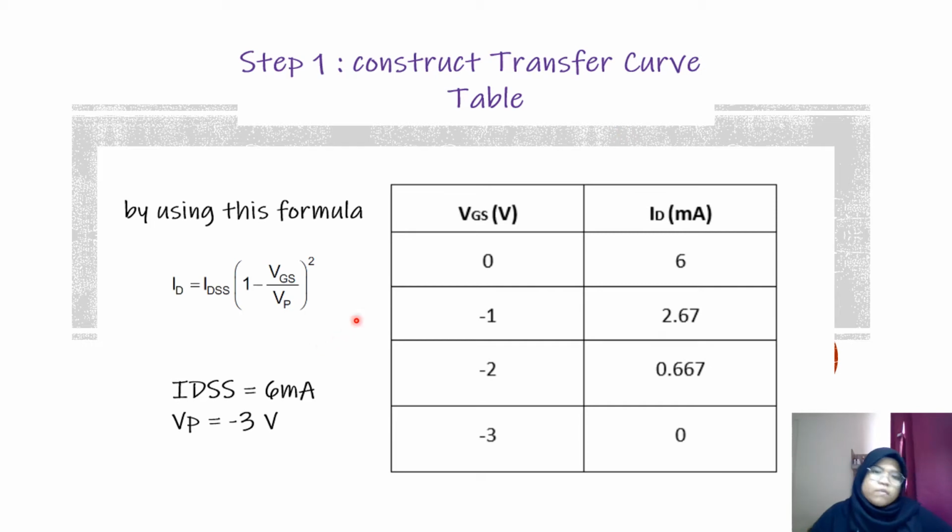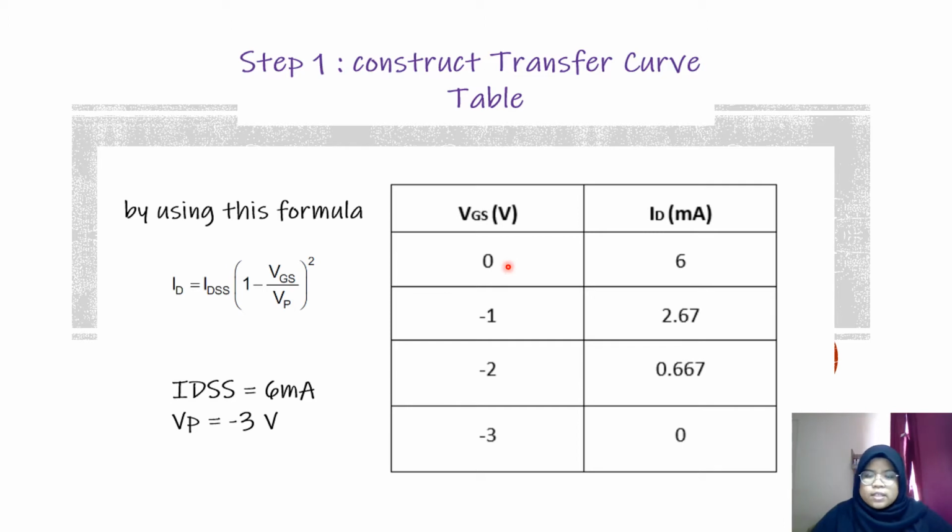By using this formula, which is ID equals IDSS times (1 minus VGS over VP) squared. The values of IDSS and VP are already given in this question. So IDSS equals 6 milliampere, VP equals negative 3 volt. Substitute these values into this formula, and the value of VGS depends on the value of VP. So VGS will start at 0 and end at negative 3, because VP is negative 3 volt.